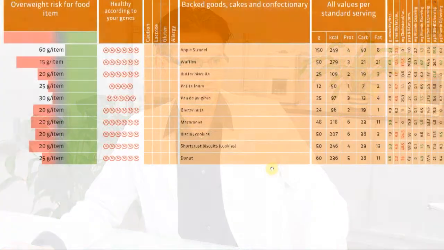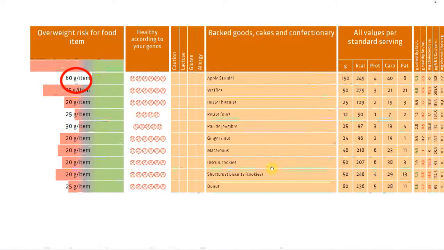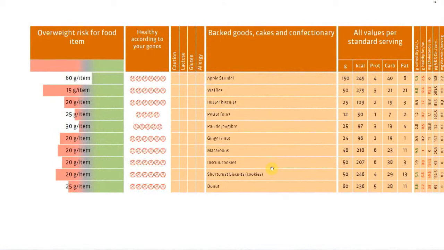Okay, and here, let me zoom in a bit. This is the thing we're interested in at the moment. Overweight risk for food items. So this basically tells you the tendency of a type of food to make you overweight. And it is different for something with a lot of carbs and a lot of fat, depending on your genes. So what this bar tells us is, when it's small and green, it means this food is not a problem for you and your genes. Eat as much as you want from it, almost. So you can eat a lot of it.